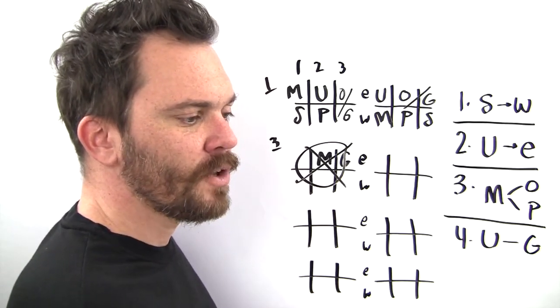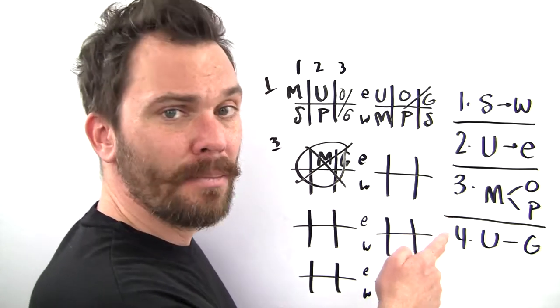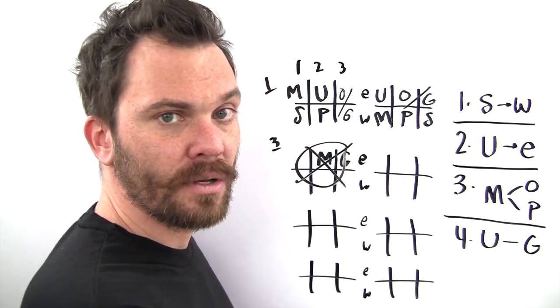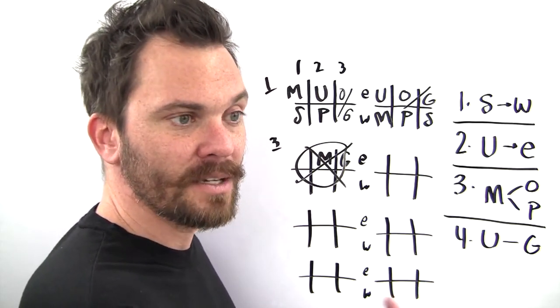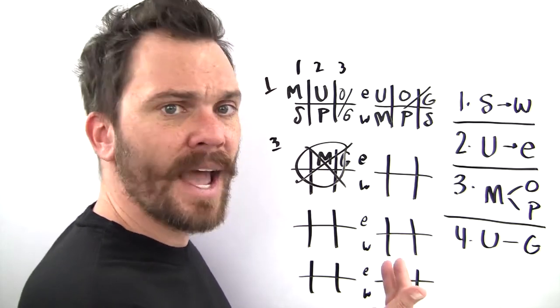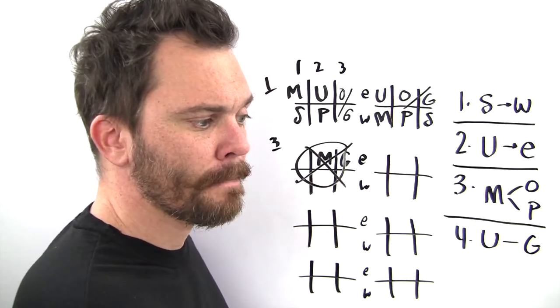Question 4, how many films could be presented at 3 o'clock? Well, not M. M has 2 things after it. Not U. U has 1 thing after it. So if it's not M and it's not U, that leaves O, P, G, and S. There are 4 things that could be at 3 o'clock.